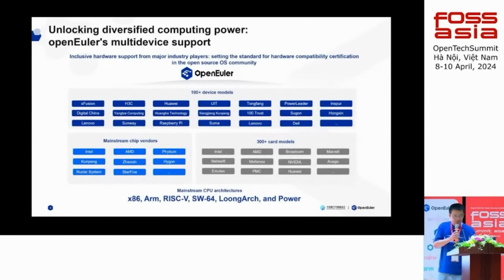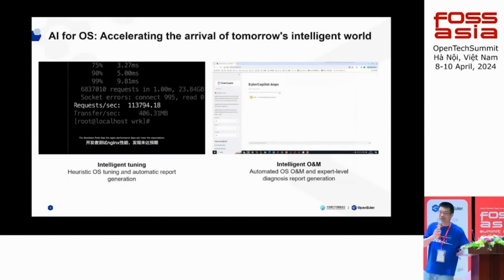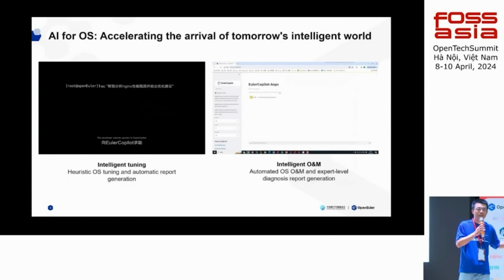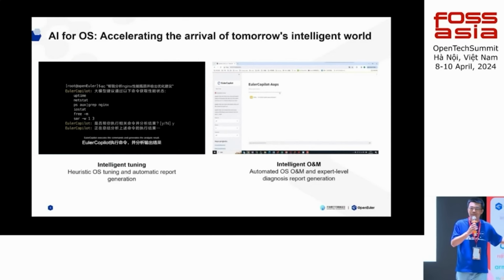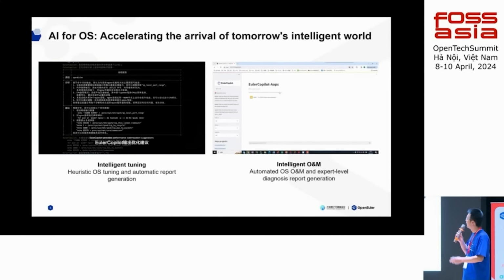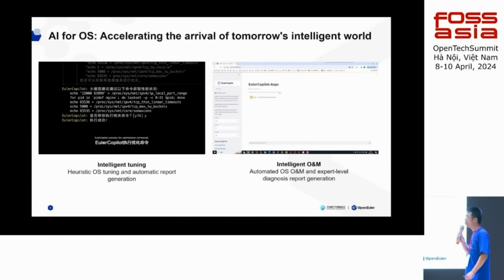Okay, next, the most important technical label is AI. Nowadays, AI is so hot. Every time, if we don't talk about AI, I think the summit is not so interesting. Here is the AI work that openEuler has done.